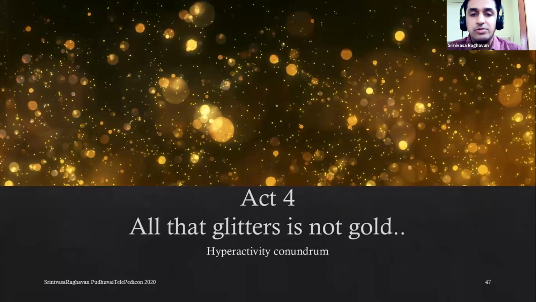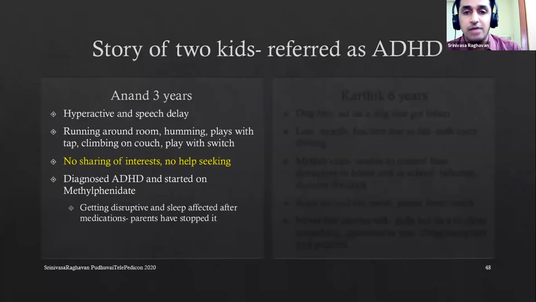Going to the next section, which I call the hyperactivity conundrum. A common behavior problem of children in early childhood is hyperactivity. So here's the story of 2 kids who are referred to you as ADHD. First is Anand, a 3-year-old child who is brought to you with hyperactivity and speech delay.